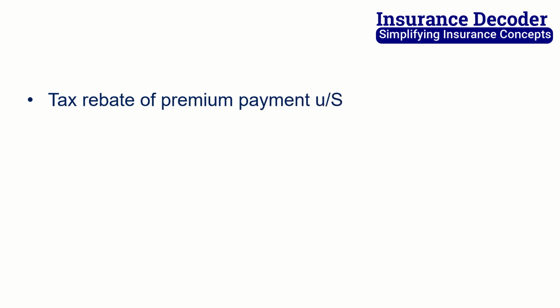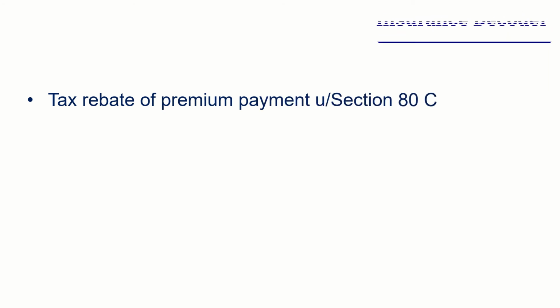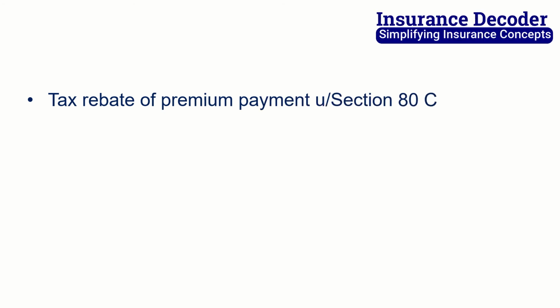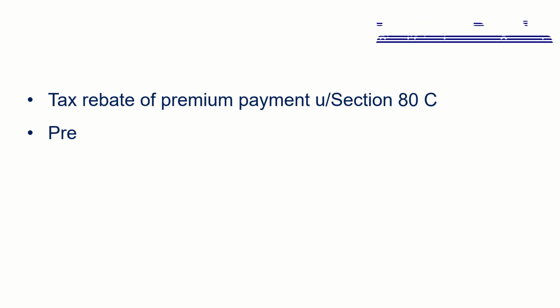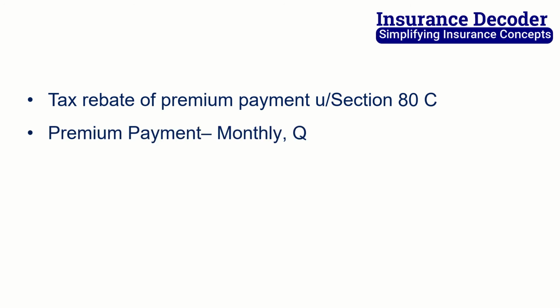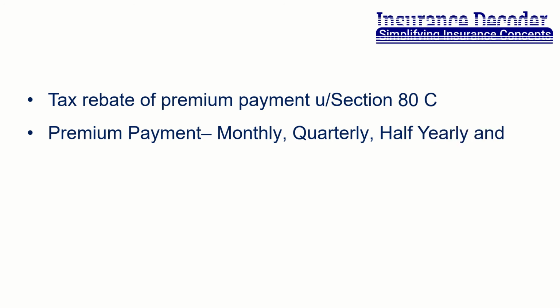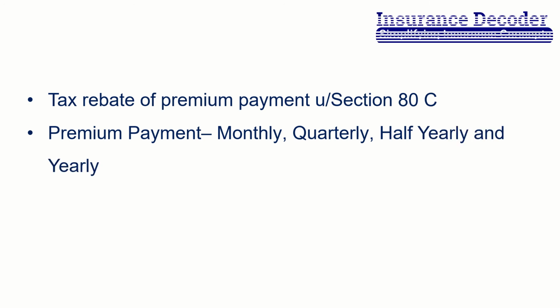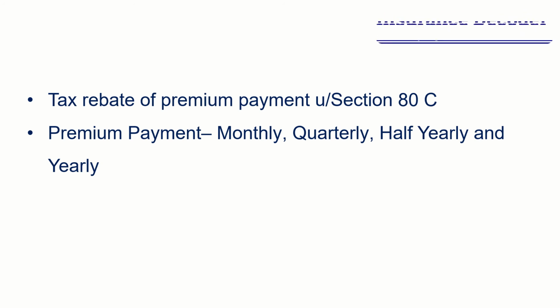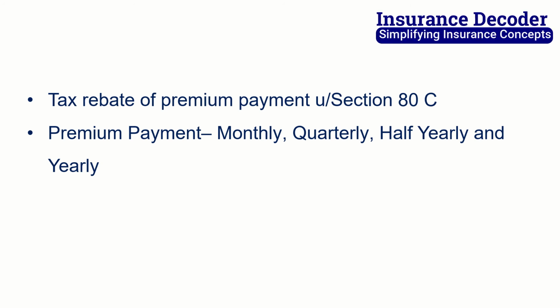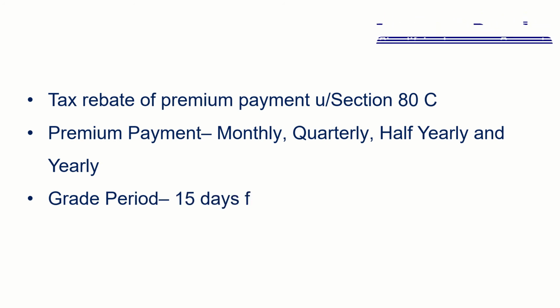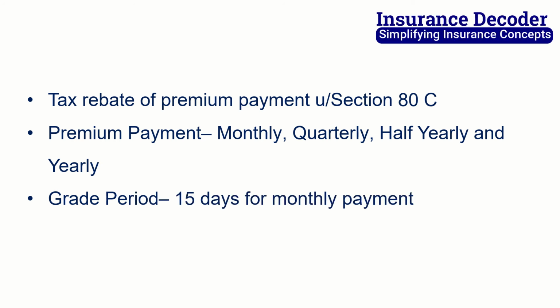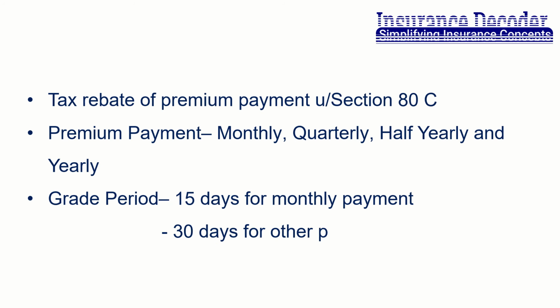Now the features. This policy provides you a tax rebate on premium payment under section 80C of the Income Tax Act, and the premium payment frequency can be monthly, quarterly, half yearly and yearly. So depending on your financial capacity and your requirement, you can opt for any of the 4 modes of premium payment. Grace period is 15 days for monthly payment, and if you are opting for the quarterly, half yearly and yearly payment option, then you are given a 30 days grace period.